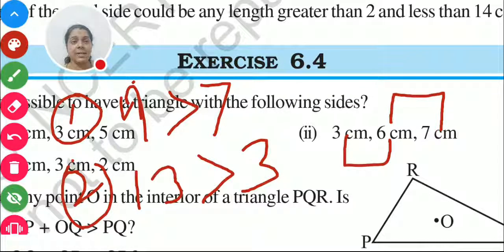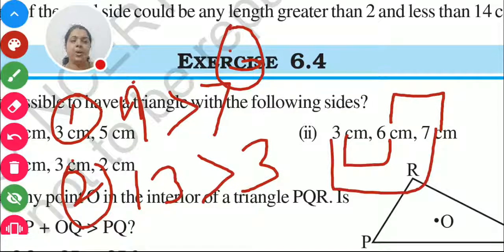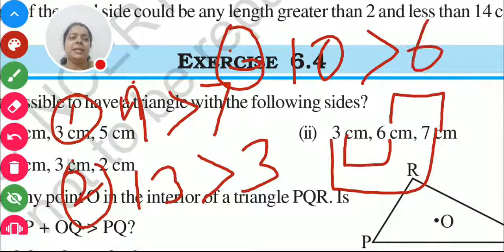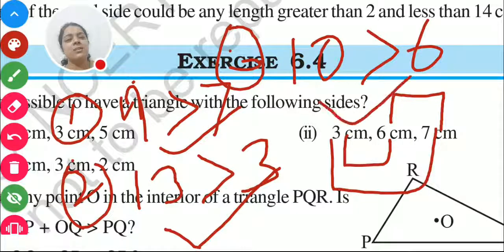Again, the second condition is also correct. We'll go for the third condition. What the third condition says, we will go for 1 and this 2. So we find it is 3 plus 7, 10, and it is greater than 6. So what did you find here? This is also greater, this is also greater, this is also greater. Means all are greater. Not a single one is smaller or equal to.